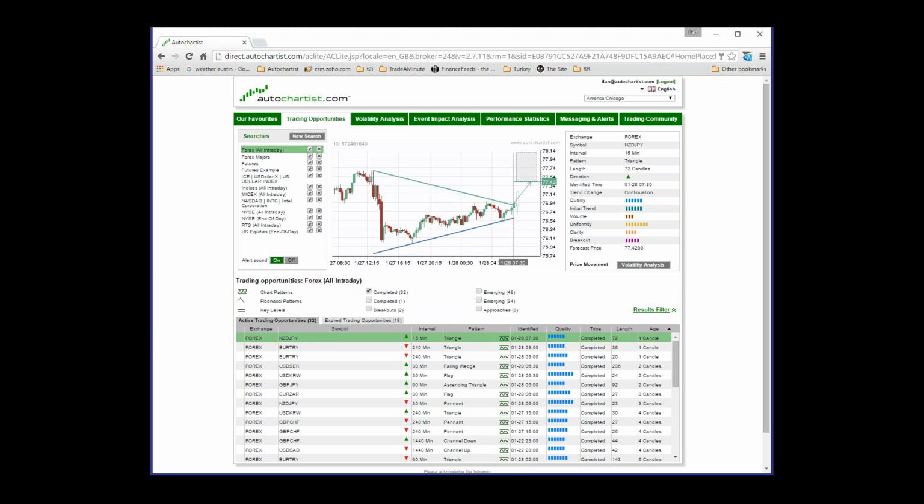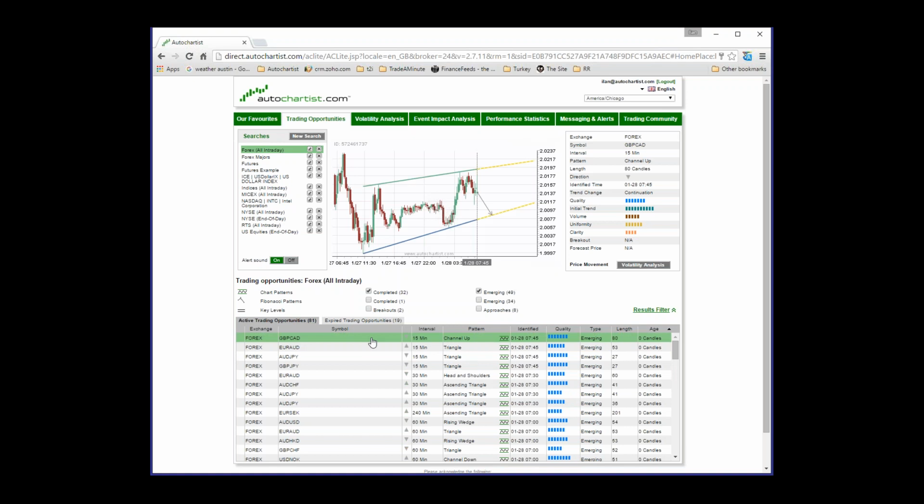Okay, now this needs to be contrasted with what we would call an emerging pattern. Right, so let me enable the emerging patterns. And let me show an example of an emerging pattern. So this is an emerging pattern on GBP CAD. You can see that there's been no breakout yet through support or resistance, right? The price is still trading within a range, right? So these emerging patterns are more applicable to what we call swing traders that are trading very short-term volatility of markets that are neither trending upwards nor trending downwards, but they're consolidating, right?